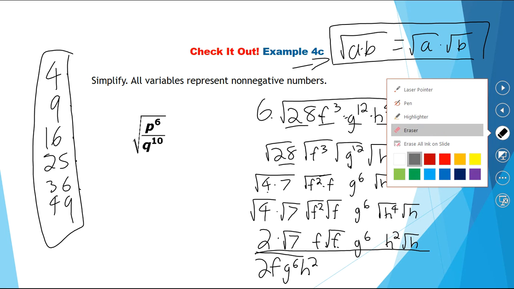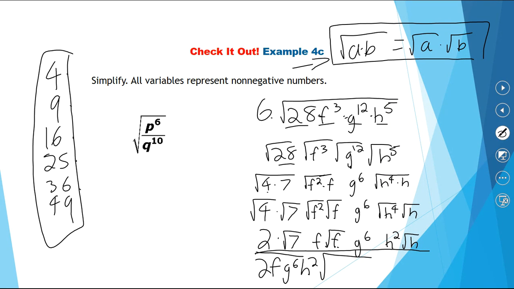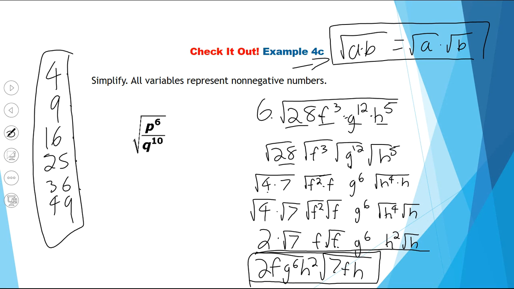And now what's inside the radical? I'm going to put these all together since we are multiplying everything here. I have a 7 inside the radical, I have an f inside the radical, and I have an h as well. So this is really my final answer: 2f g to the 6 h squared, radical 7fh. There it is.